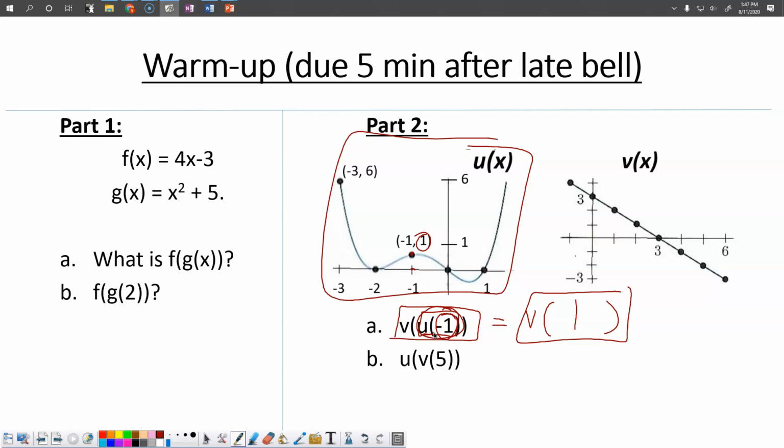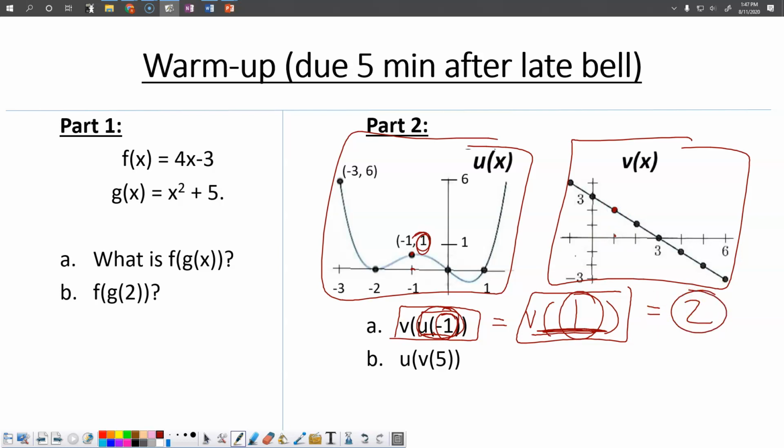Now v of 1 means I'm going to look at the v graph. I'm going to find where the x value, now that's confusing because I just told you that was a y value. But over here on the v graph, it's acting like an x value. So on the v graph, I want to find where x equals 1, and look for the y value that goes with that. And the y value that goes with that is 2.